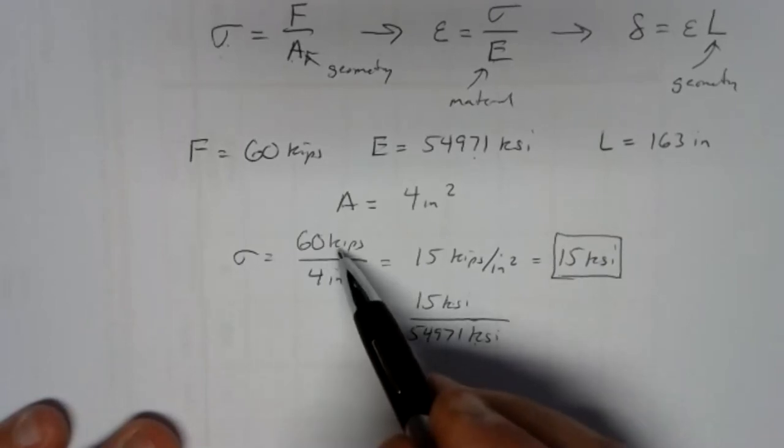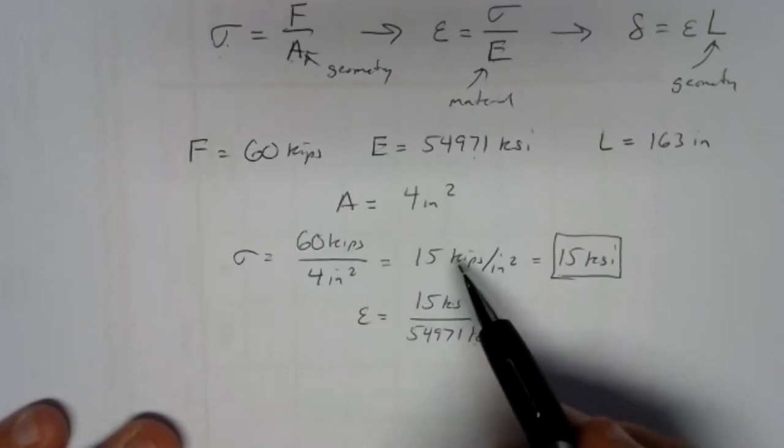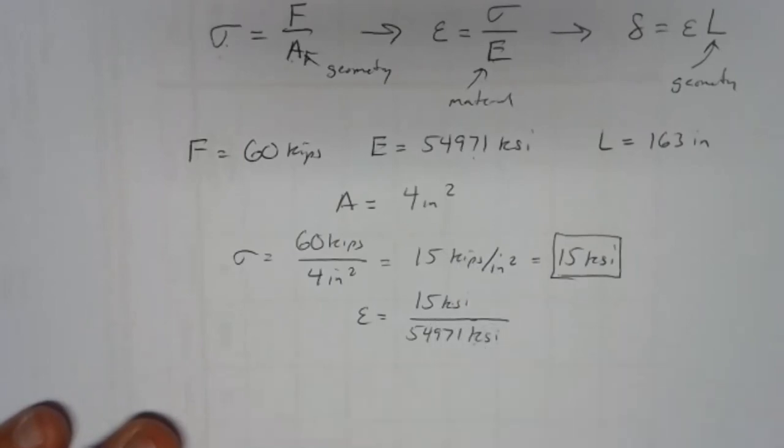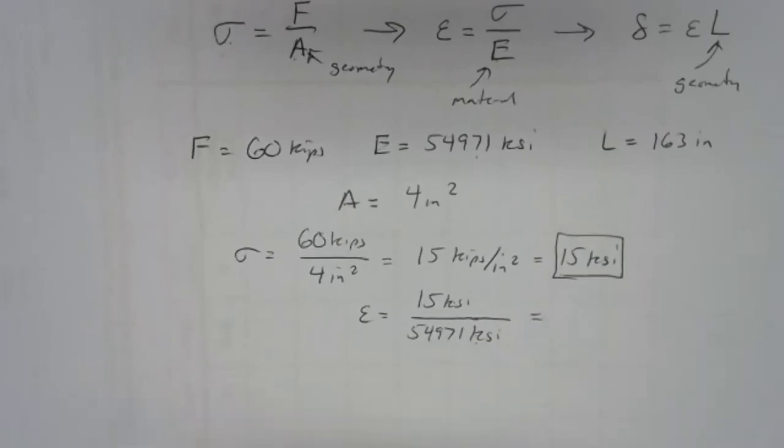So if instead of 60 kips, they said 60,000 pounds, your stress you might find as 15,000 pounds per square inch. You'd have to convert that to KSI if you want to use your Young's modulus in KSI. So those have to be consistent. Very easy place to get off by a factor of 1,000.